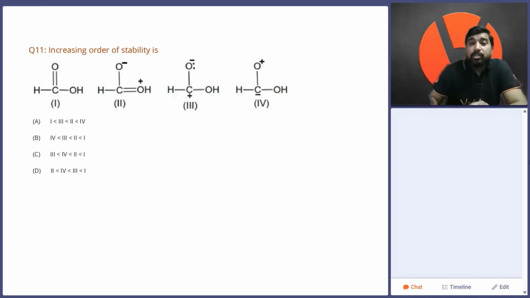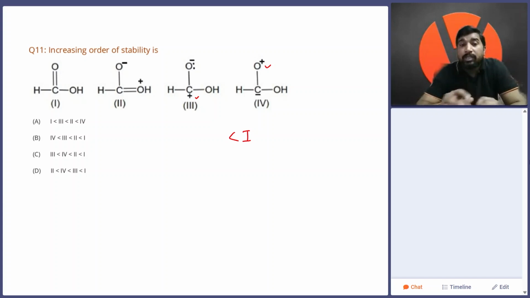Hence, the first structure should be the most stable. Now, out of the rest of the three structures, in the third structure and in the fourth structure, there are two elements in which the octet is incomplete. In the third structure, the octet of carbon is incomplete. In the fourth structure, the octet of oxygen is incomplete.